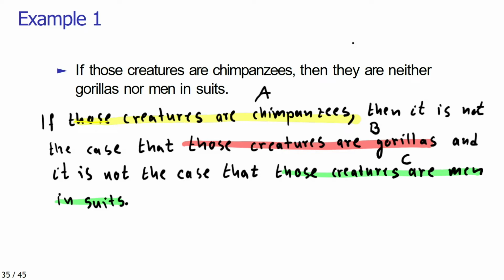In the next step, we need to identify the relevant Boolean connectives. And given our paraphrase, that is actually pretty easy now. If, then, is going to be represented by the arrow. It is not the case that is going to be represented by the negation sign. The word and is going to be represented by the conjunction symbol. And then it is not the case that is again going to be represented by the negation sign.